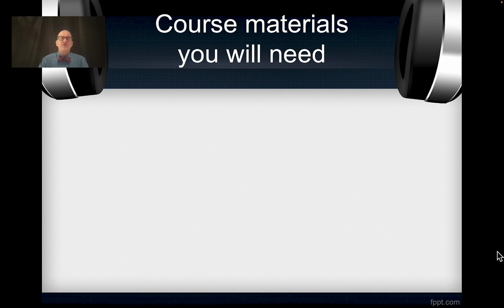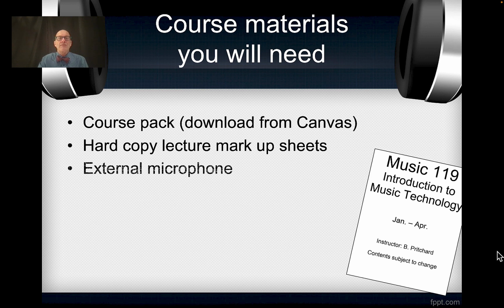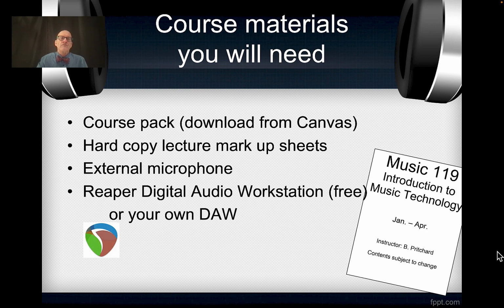Course materials that you will need. The course pack, which you're going to download. The hard copy lecture markup sheets. You're going to need an external microphone. A USB microphone is the easiest thing to work with, and I sent out an email before Christmas, around the beginning of December, to all of you who were registered with a list of possible microphones. In general, a microphone for this course is going to cost at least $60 and on up.